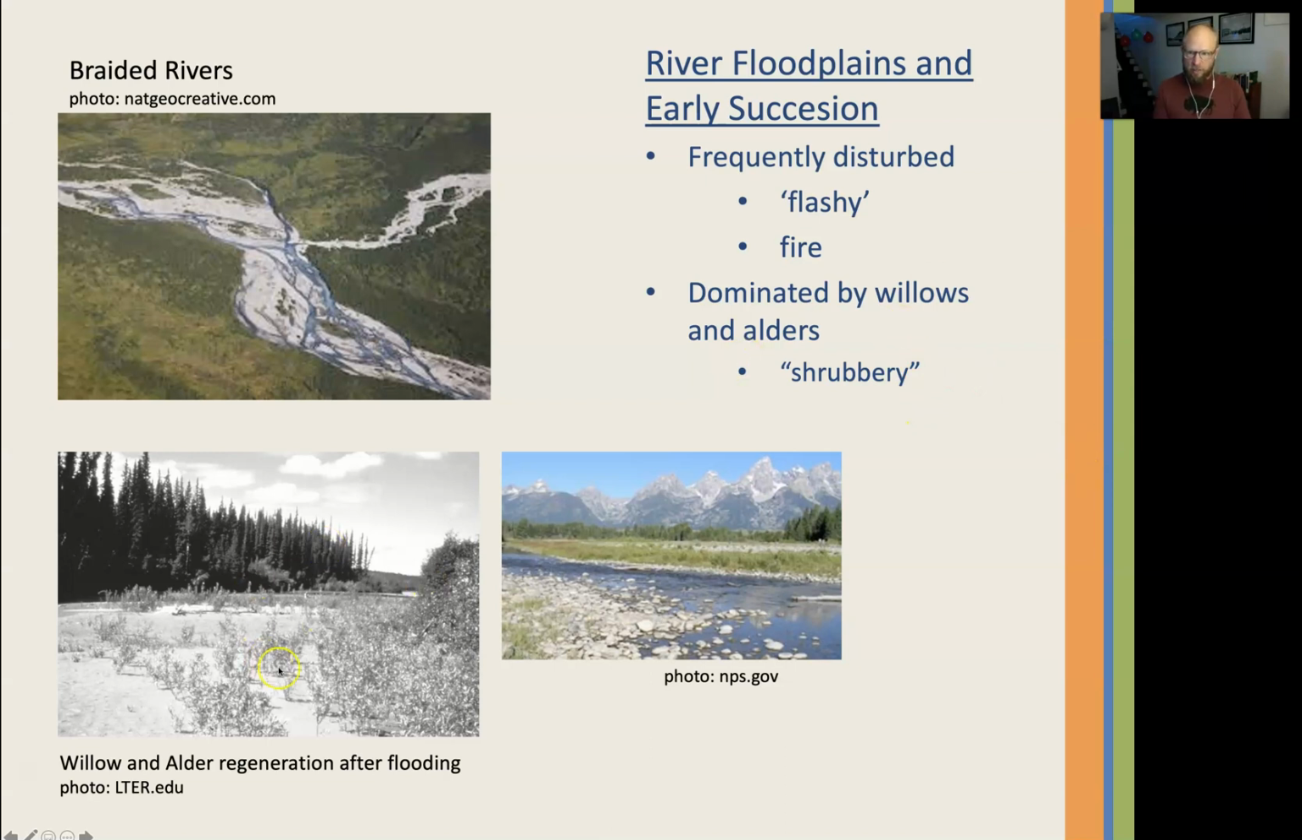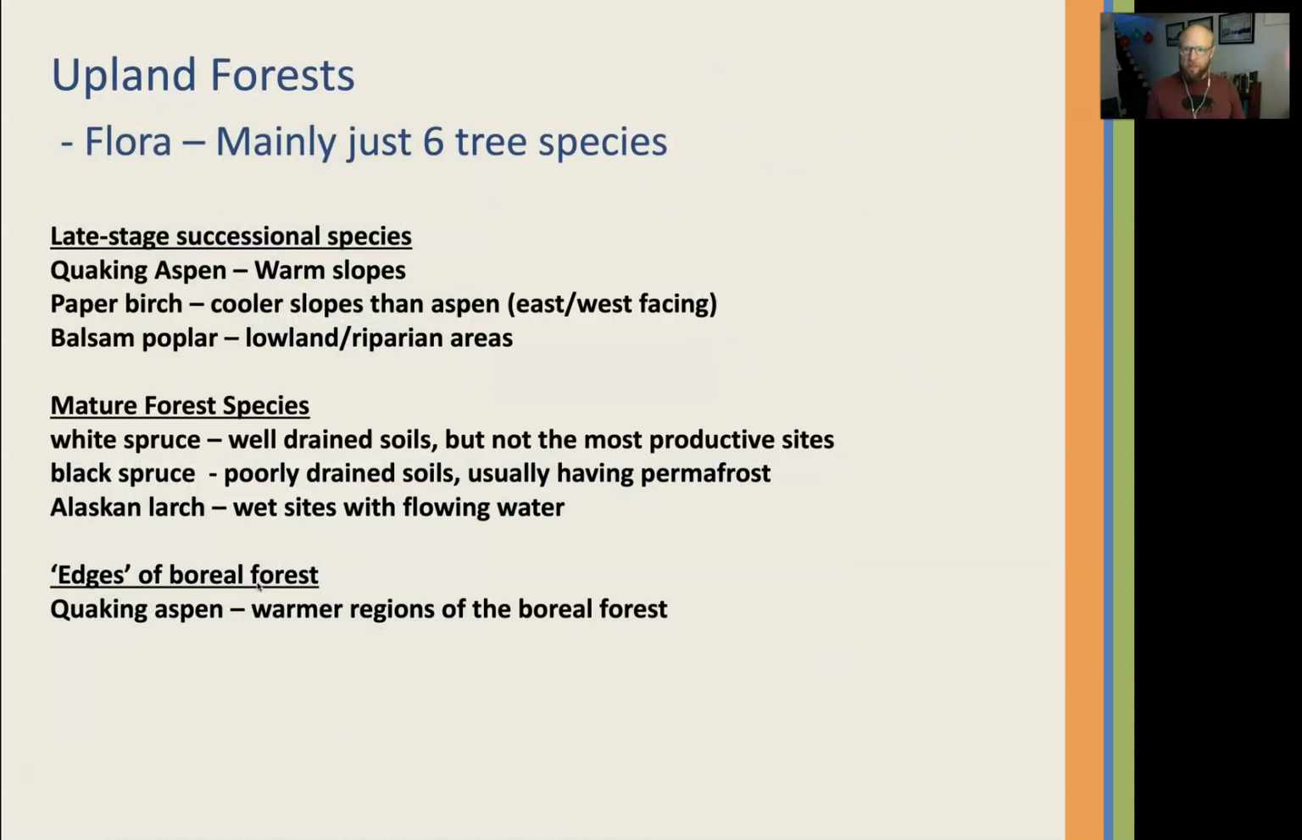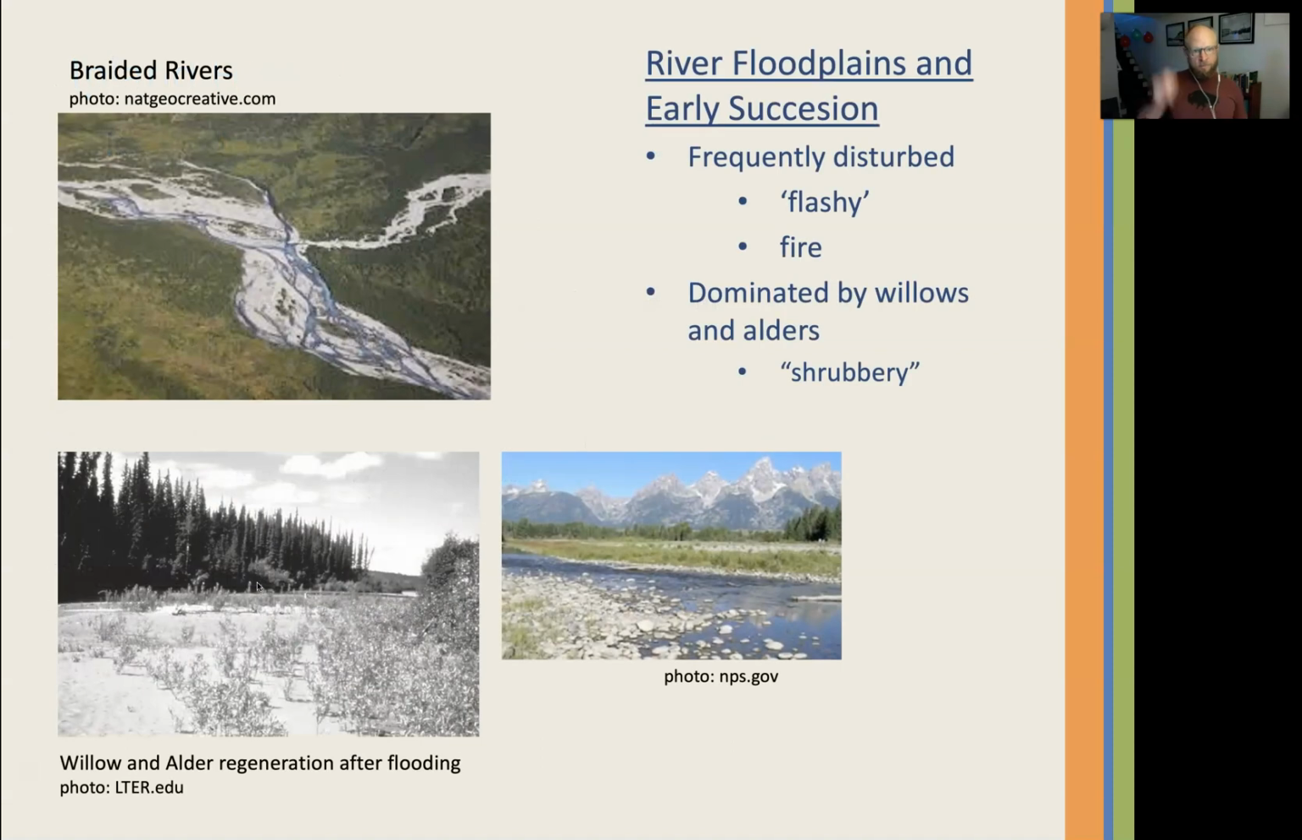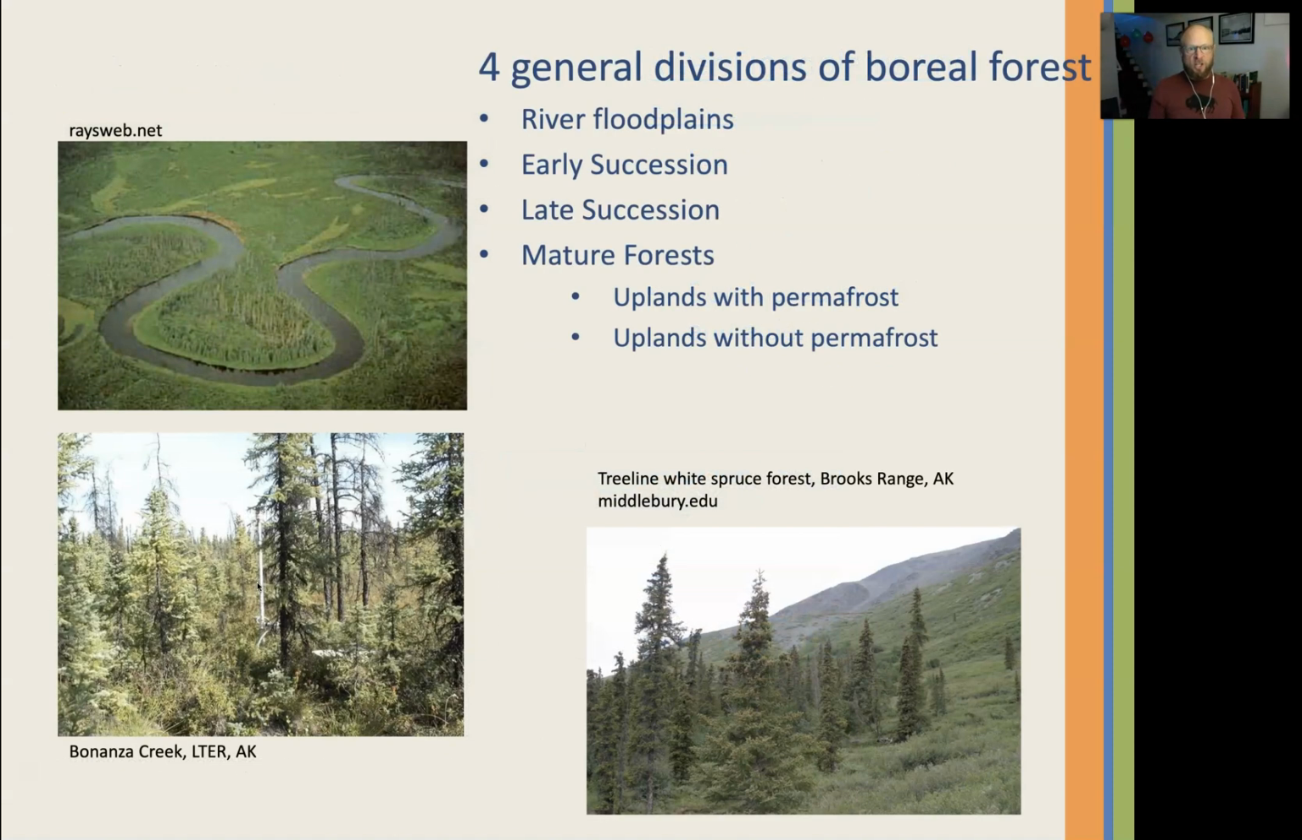So you can see a couple pictures here, the black and white one here of these willows and alder regenerating after a flooding event, and here a color photo, and all this short vegetation on the other side of that river is willows, or the majority of it is willows and alders. And both of these species are really good pioneer species, right? They can occupy and dominate an ecosystem really quickly. So that was river floodplains and early succession.